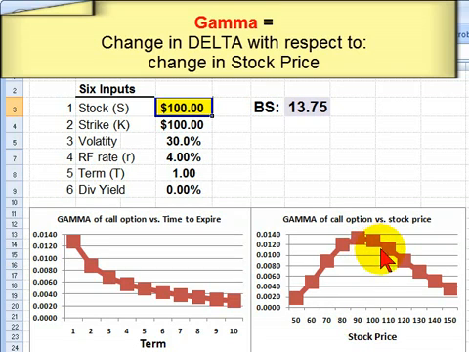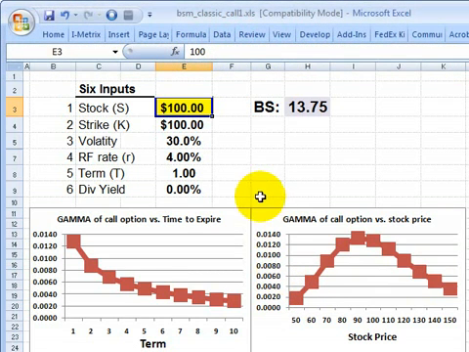as the option becomes progressively in the money and progressively out of the money. The delta over here is converging to 1 but becoming more stable, so gamma is tending toward 0, and over here on the left the delta is converging to 0 and also becoming more stable. Its rate of change is slower, so gamma is also closer to 0.